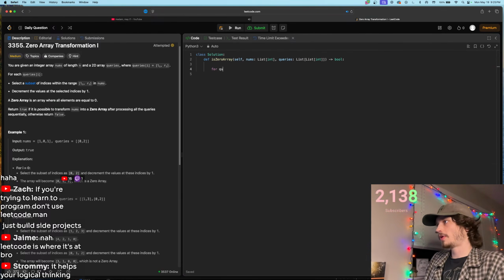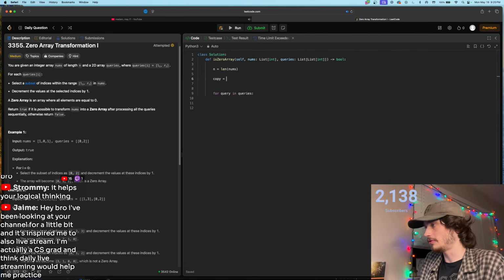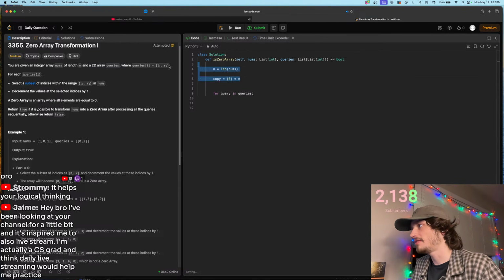Okay, let's say for query in queries, we'll create an array here. Let's do n is equal to the length of nums. And we want to create a copy array equal to 0 times n, where we get zeros times the length of the numbers.